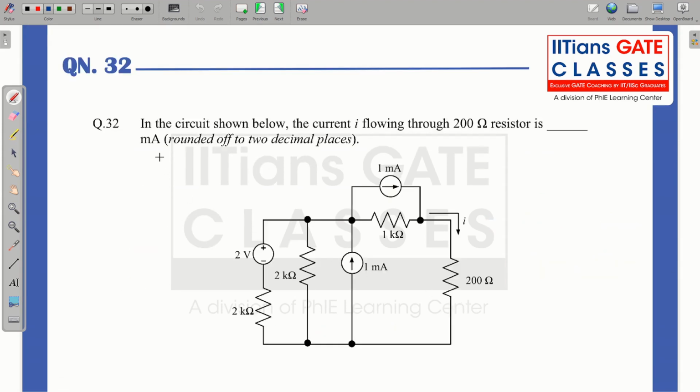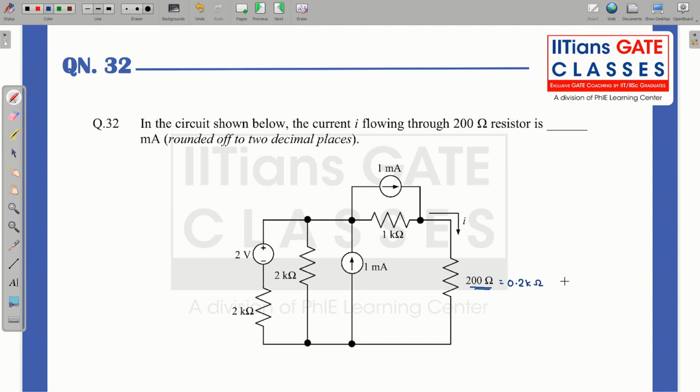So the next question that we have is, in the circuit shown below, the current I flowing through the 200 ohm resistor is. So what is the current I flowing through this 200 ohm resistor? You can see over here all the current sources are given in milliamp and resistances in kilo ohm. Note this, except this resistance which is given as 200 ohm. So let me convert it into kilo ohm. So that will be 0.2 kilo ohm.